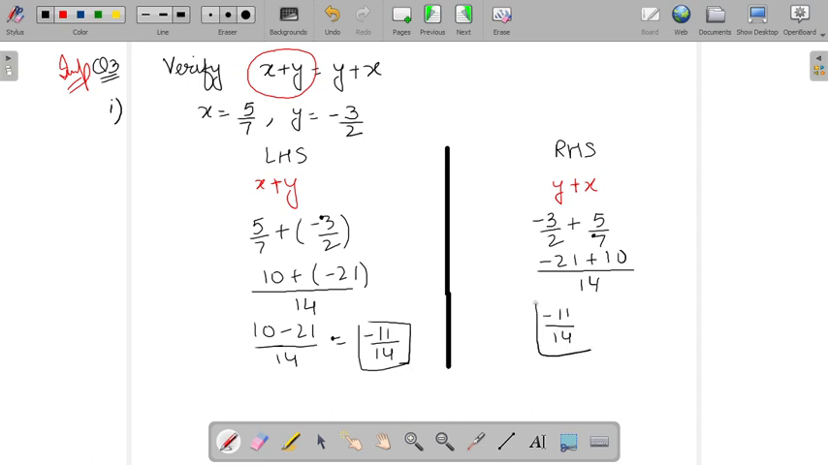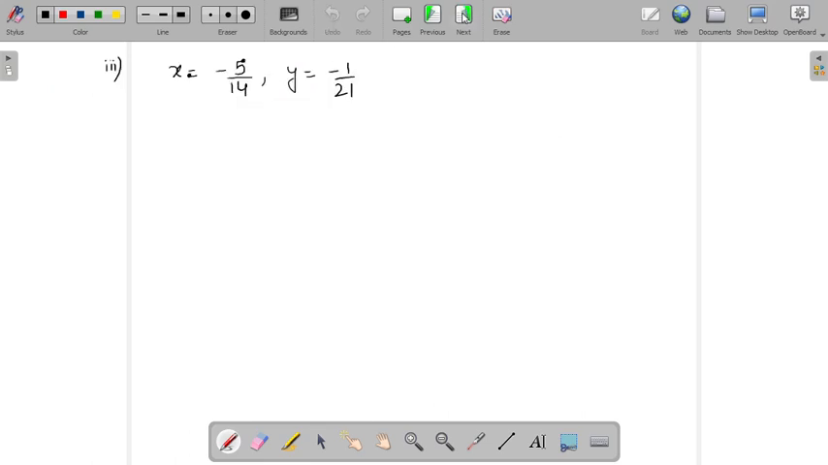So what do you observe here? That LHS and RHS, both of them are equal. So therefore LHS equals RHS, since you have to verify, hence verified. So whenever the question is that you have to verify it, take LHS and RHS separately, substitute the values of the variable over there, and both the sides should be equal to each other.